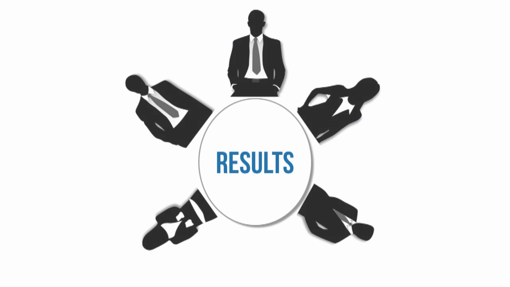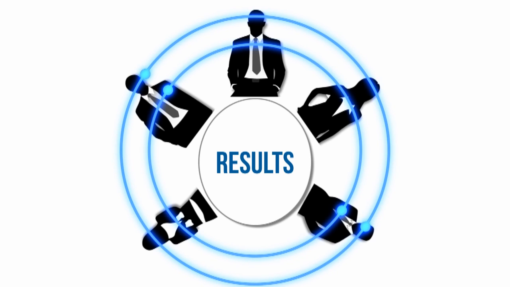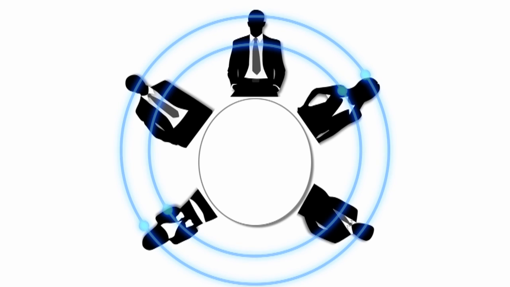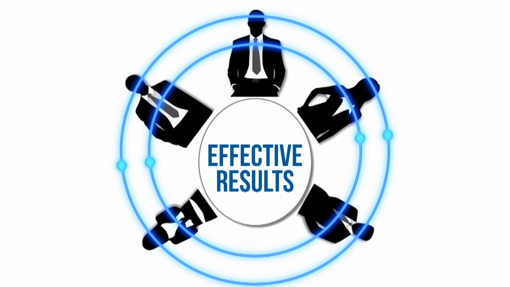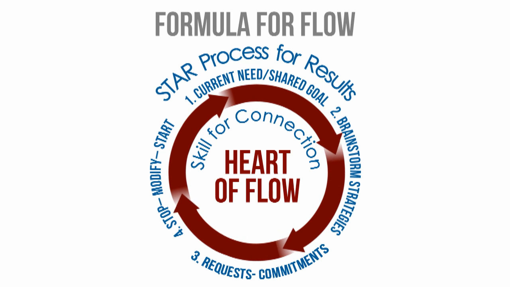A process like this is effective as long as the individuals involved are connected mentally and emotionally. Without this connection, difficulties, misunderstandings, and conflict can quickly derail the process. Team members who have the skill necessary to create connection will be able to address conflict, misunderstanding, or tension as it happens in real time, so that disconnection between individuals is kept at a minimum, and the process continues to yield effective results. This is why at the center of the formula for flow is the heart of flow.